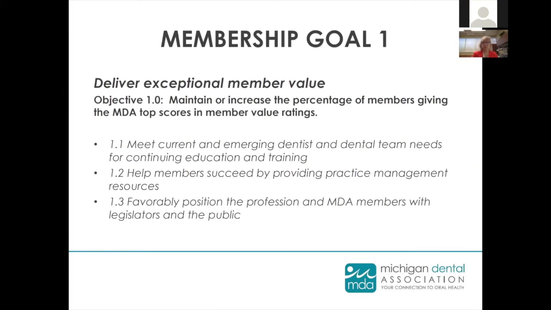And you can see we have 3 strategies that we use, and I'm sure this will relate to many of you. You can see how your committee fits into meeting current and emerging dentist and dental team needs for CE and training, helping members succeed by providing practice management resources. And one of the most important, and I think one that people rely upon us for, is to favorably position the profession and the MDA members with legislators and the public. You can see that a lot of what the MDA does and a lot of our new initiatives fall under this delivering exceptional member value objective.